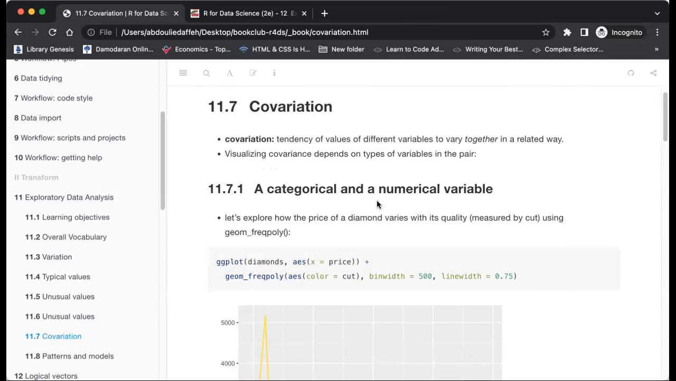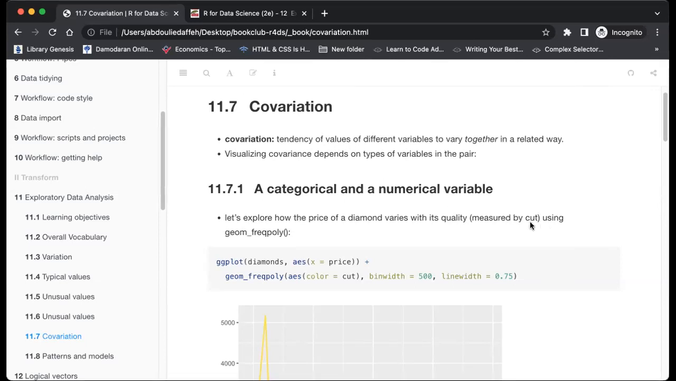A categorical and a numerical variable. So if we have a categorical and a numerical variable and we want to see whether there is covariation between these two variables, let's explore how the price of diamond varies with its quality. This is a good example because there is always a connection between price and quality.